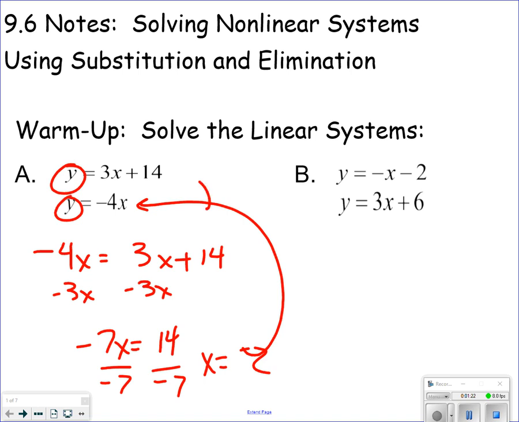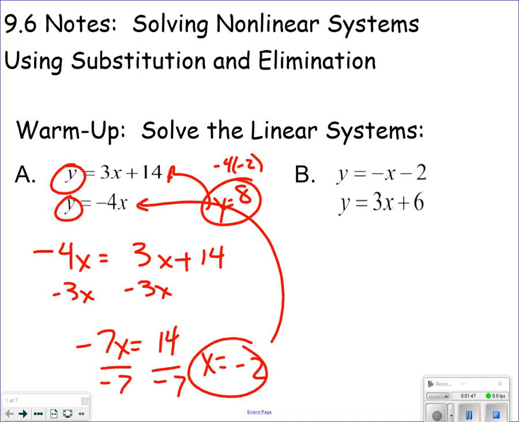I can put it into either equation. That doesn't make any difference. I can put it into the top equation or the bottom equation. If I put negative 2 into the bottom equation for x, negative 4 times negative 2 is 8. So the answer to this question, and I always like to write them as points, now your teacher may differ from me, is x equals negative 2, y equals 8. So that is the point negative 2, 8.